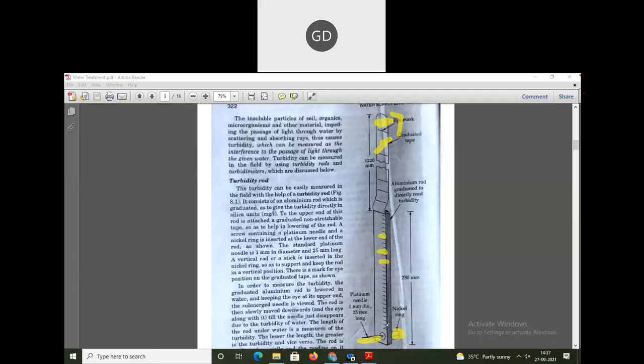The moment at which this needle just disappears, these graduations are there, no? So at that point you can measure the turbidity. At the moment the needle disappears, you just read the scale, and that is your turbidity in silica units. So this is the working of a turbidity rod. I hope you have understood.